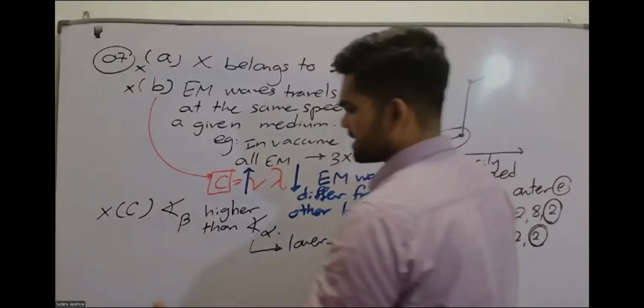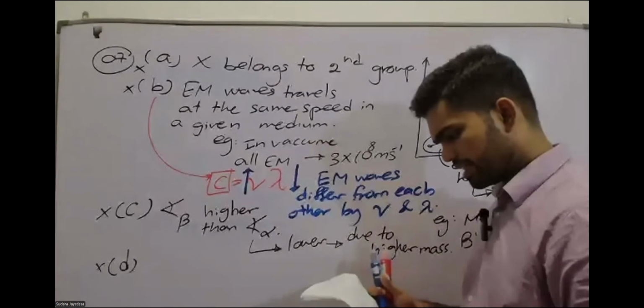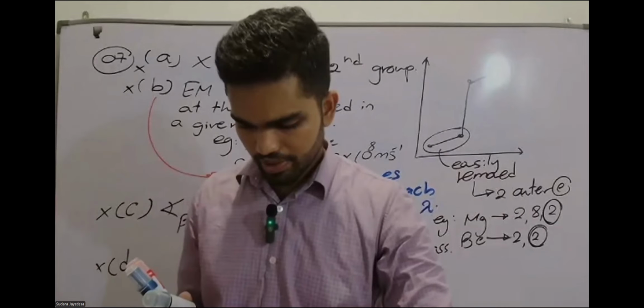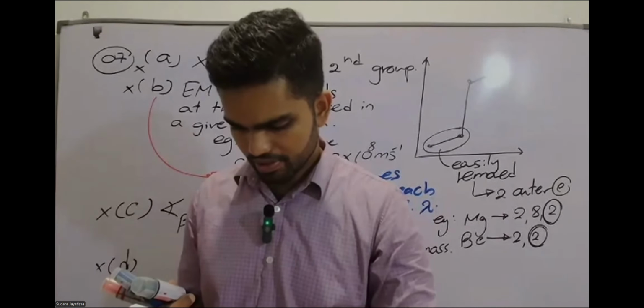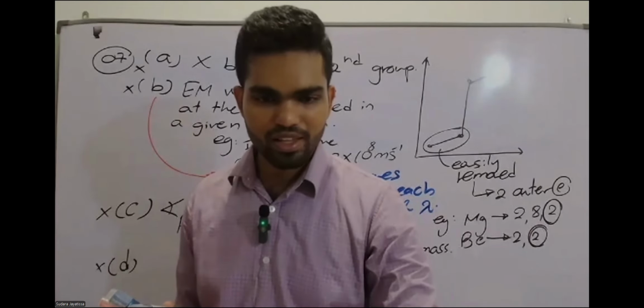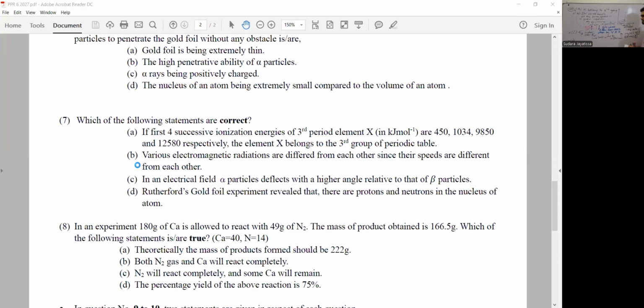What about D? Why is D wrong? Statement D says Rutherford's gold foil experiment revealed that there are protons and neutrons in the nucleus of the atom. It's obvious, right? Why is it wrong? Rutherford didn't say anything about the neutrons in the nucleus. Experimentally revealing means giving evidence.